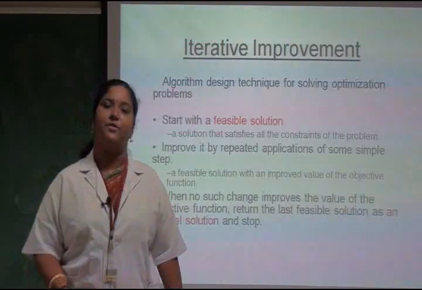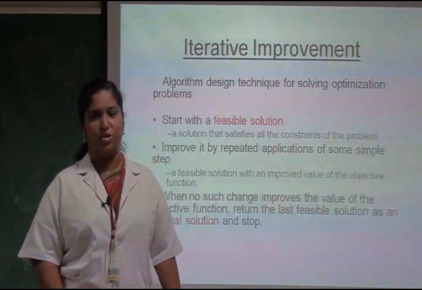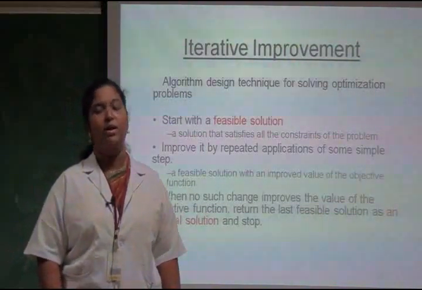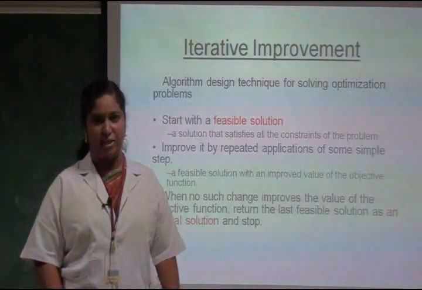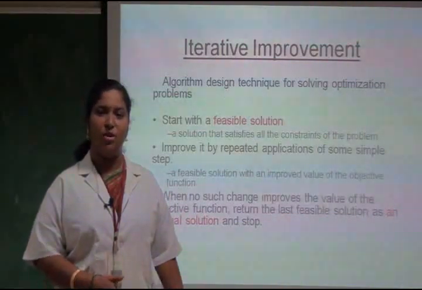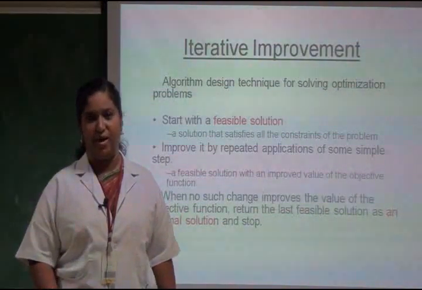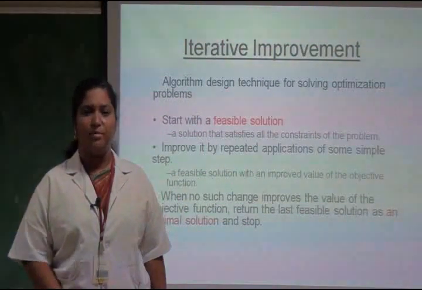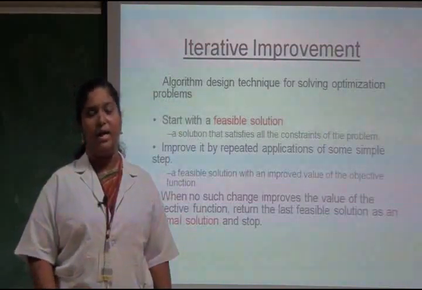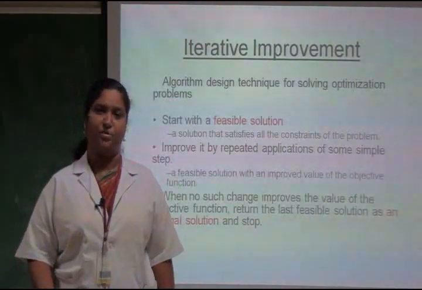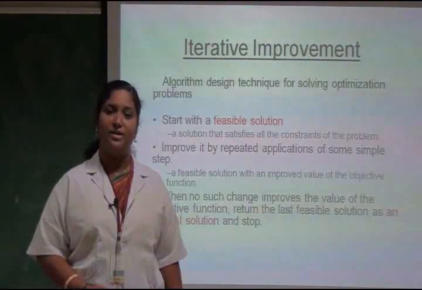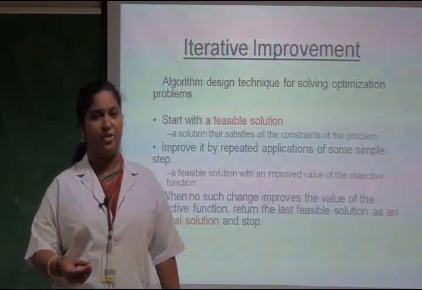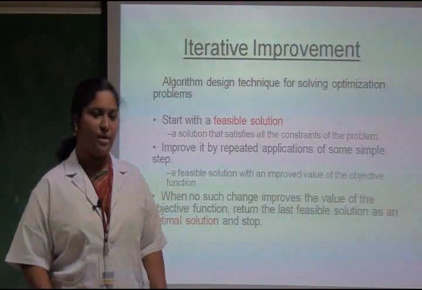Here we should know the difference between feasible solution and optimal solution. A feasible solution is a solution which satisfies all the constraints of a given problem. For example, if you consider a traveling salesman problem, any tour that visits all vertices of a given graph exactly once is a feasible solution. An optimal solution is the best feasible solution. In the same traveling salesman problem, a tour which visits all the cities or vertices exactly once with the minimum total traveled distance is an optimal solution.